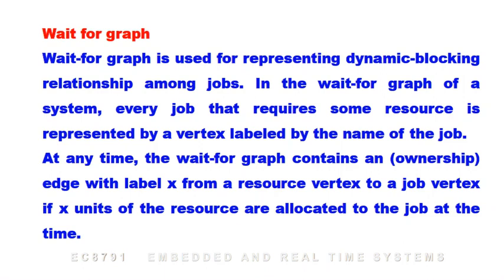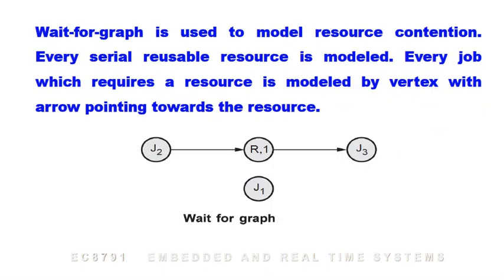At any time, the wait-for graph contains an edge with label x from a resource vertex to a job vertex if x units of the resource are allocated to the job at the time. Wait-for graph is used to model resource contention. Every serial reusable resource is modeled.